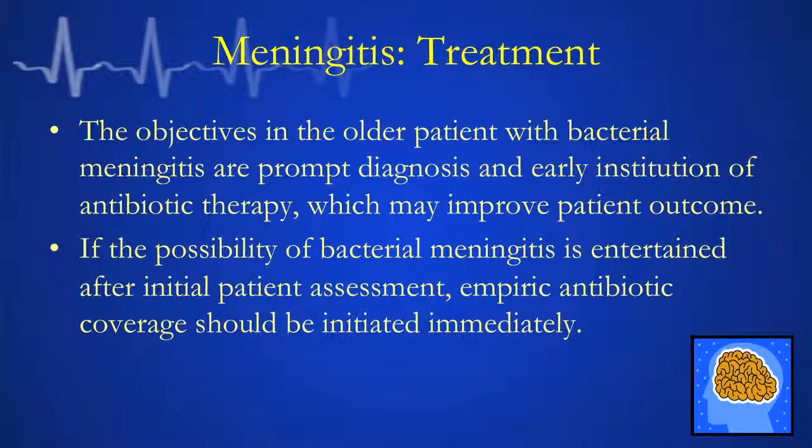How do we treat it? The objective, so again, we're talking about our older patients with bacterial meningitis, is prompt diagnosis and early institution of antibiotic therapy. That's the only thing that's been shown to improve patient outcome, and that's on us. If we miss this diagnosis in the ER and you admit them and you didn't go down the right path, their morbidity and mortality rises.